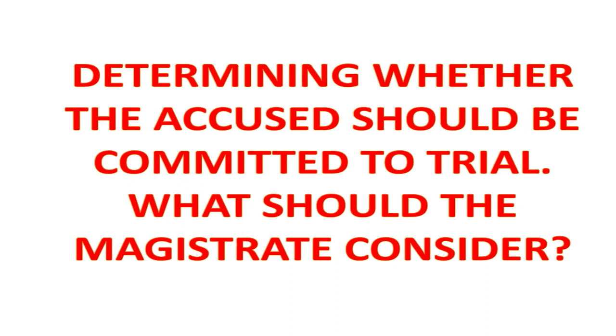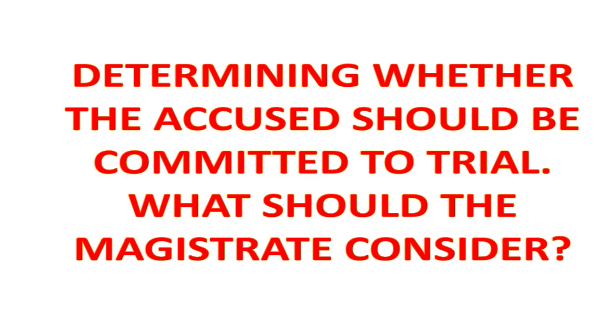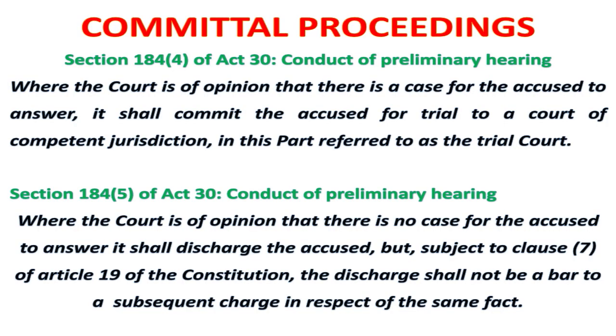Because you're not the trial court. You don't even have jurisdiction to try the offense. So how are you the one making a decision on whether to commit the accused person for trial? What do you consider? Because at that point, you're not even taking any evidence. And this is a question that we have people asking lots of the time. How will the district court determine?